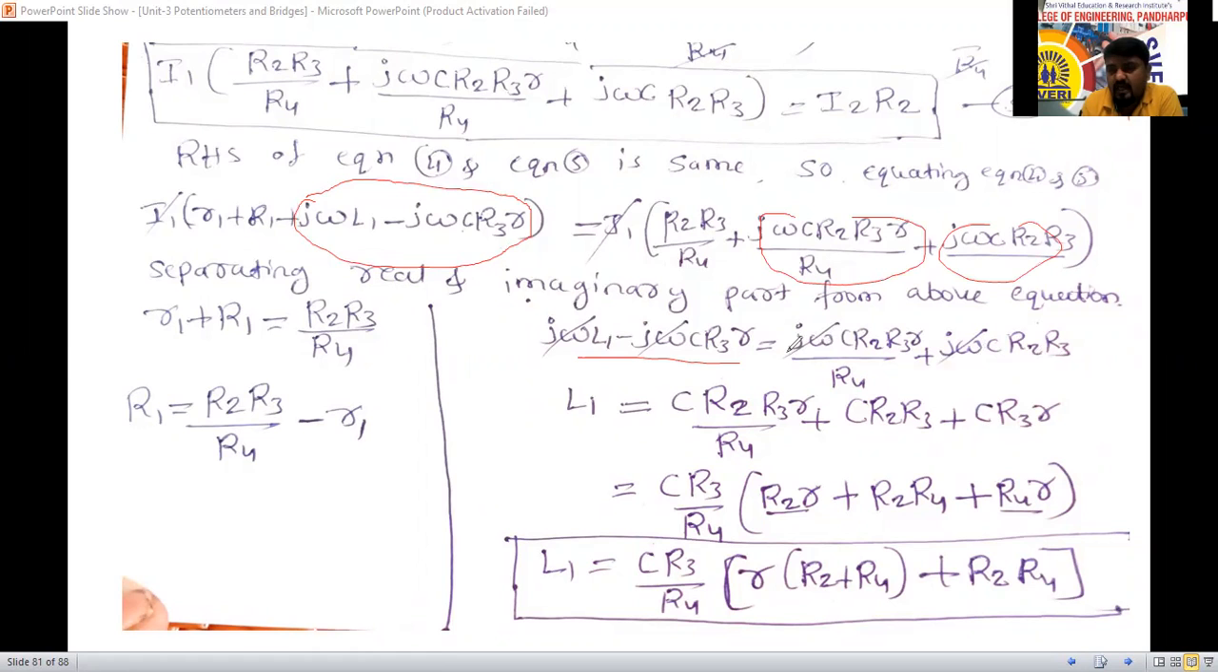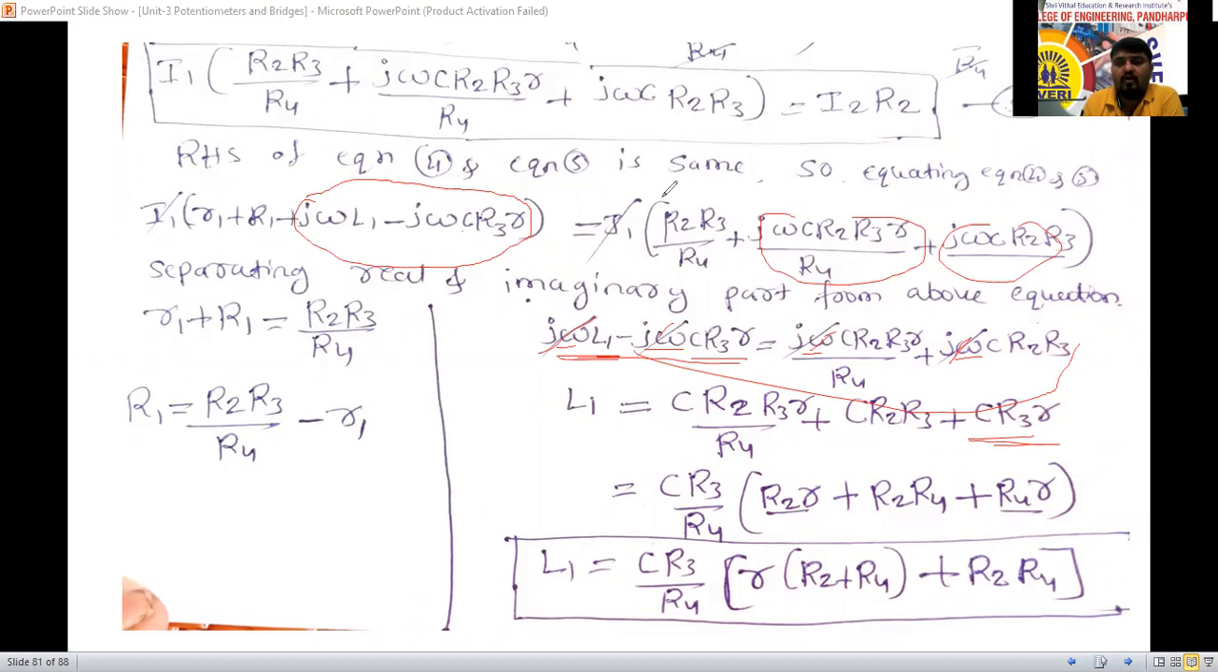We can take j omega common here on the RHS side. Here also j omega is there on the LHS side. So all the j omegas will get cancelled here now. The term left here now is the L1 term. So L1 minus CR3 is there. This minus CR3, when I send it into the RHS side, it will become plus CR3R. Other things we will keep as it is here now. So CR2 R3 divided by R, CR2 R3 plus this one I will send into here now.